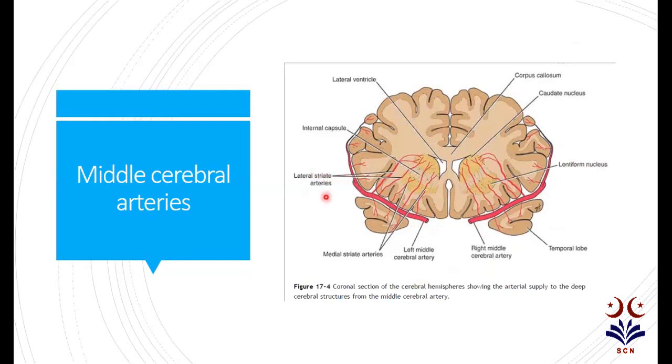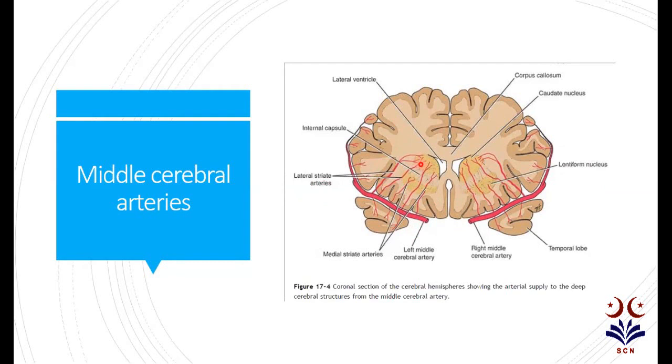They give the striatal arteries. This is the caudate nucleus. This is one of the basal ganglia, the basal nuclei. This is the lentiform nucleus. So these are the lateral striate arteries. These are the various branches supplying the deep structures in the cerebrum, the basal ganglia, which are collections of gray matter present within the cerebrum's white matter. This is noted as the basal nuclei or the basal ganglia.